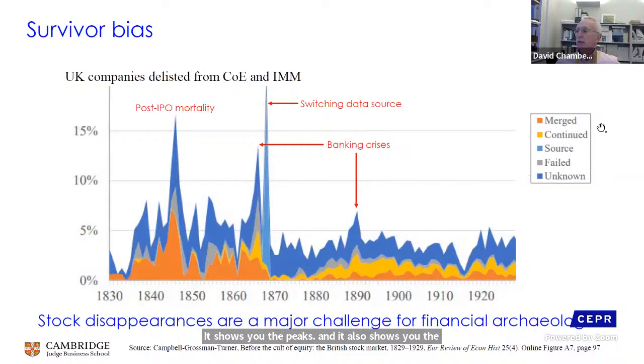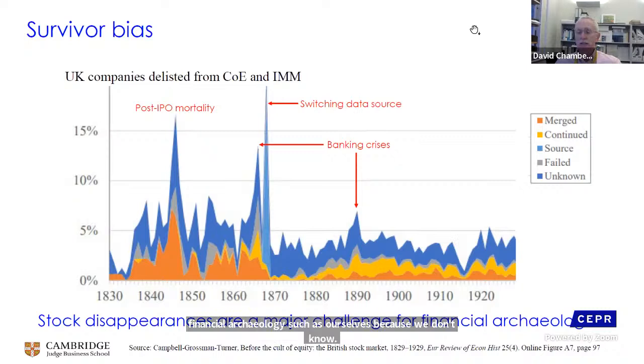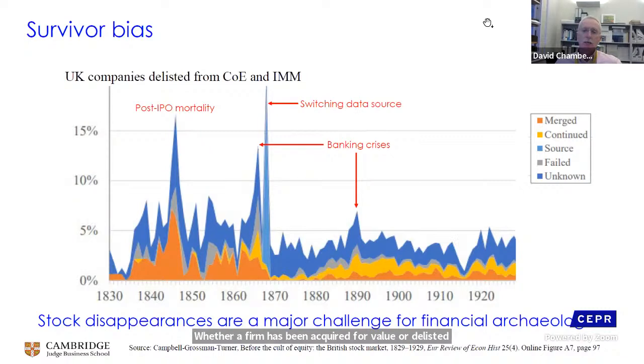It could be because they've merged, it could be because they failed. And in some instances, it could be that they disappear and we don't know why. That presents the greatest problem for financial archaeologists such as ourselves, because we don't know whether a firm has been acquired for value or delisted at value. And then we are unsure, therefore, of what return we should be imposing upon that stock in the end period.